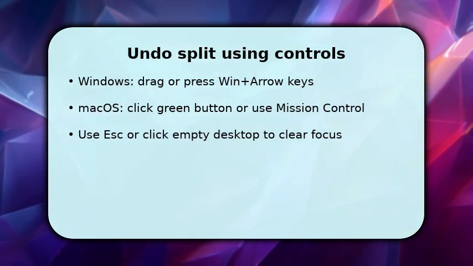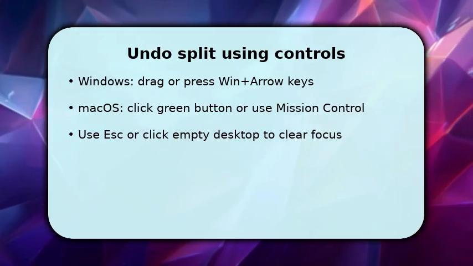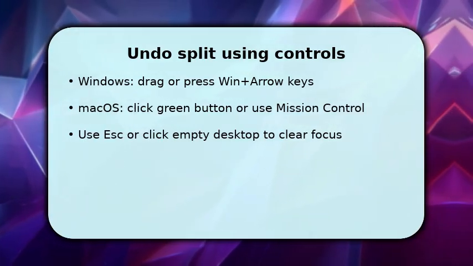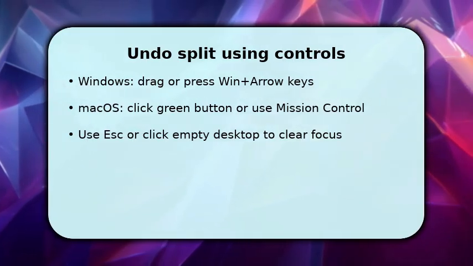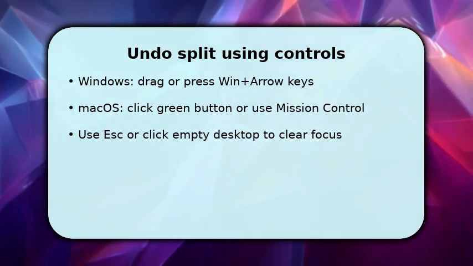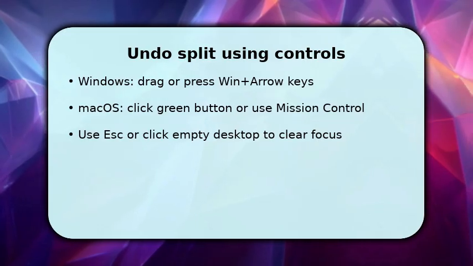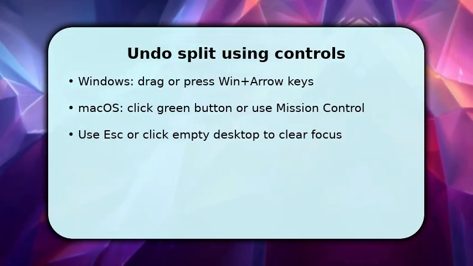On Windows, you can drag a window away from the edge or press Windows key plus left/right arrow to cycle off the snap. This changes the Windows docking state. On Mac OS, click the green traffic light for full screen or hold option and click to toggle. Mission Control also lets you rearrange and unsnap.